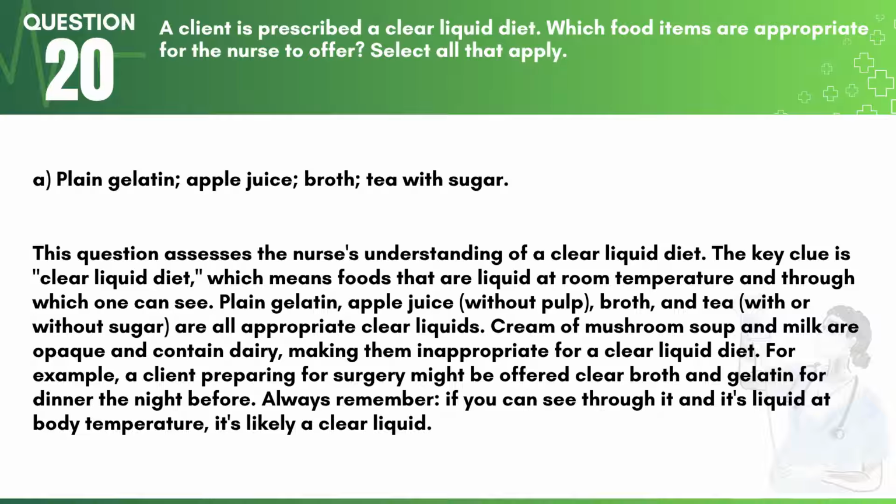This question assesses the nurse's understanding of a clear liquid diet. The key clue is clear liquid diet, which means foods that are liquid at room temperature and through which one can see. Plain gelatin, apple juice without pulp, broth, and tea, with or without sugar, are all appropriate clear liquids. Cream of mushroom soup and milk are opaque and contain dairy, making them inappropriate for a clear liquid diet. For example, a client preparing for surgery might be offered clear broth and gelatin for dinner the night before. Always remember, if you can see through it and it's liquid at body temperature, it's likely a clear liquid.